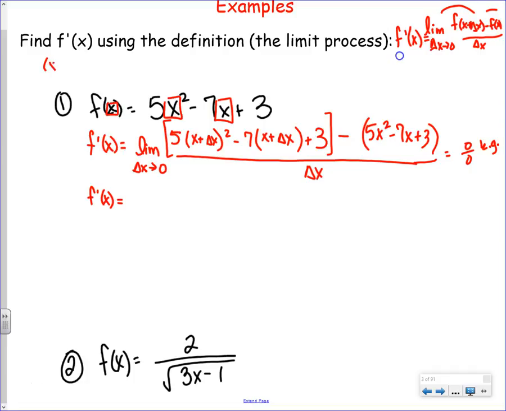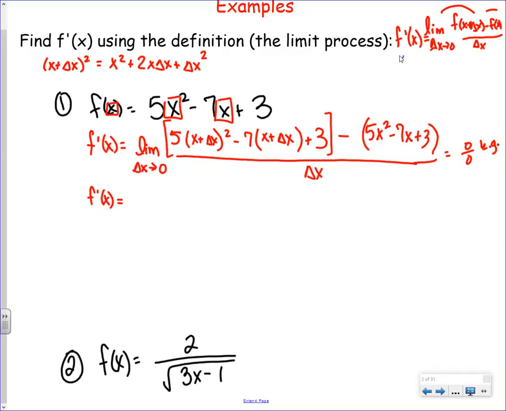Really quickly, off to the side, just to save on space. If you notice, you have to write this twice, it's really a pain. Are you okay with me making the jump that (x + Δx)² is x² + 2xΔx + Δx²? Are you okay with that?